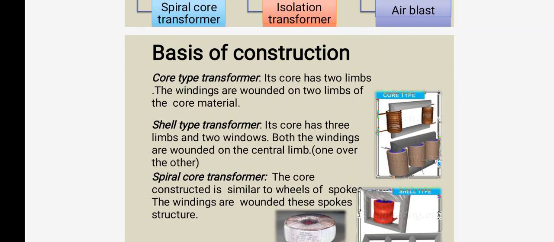It's a core type transformer. The core has two limbs. The windings are wound on two limbs of the material. From the diagram you can see the corresponding core type, shell type, and spiral core transformer.